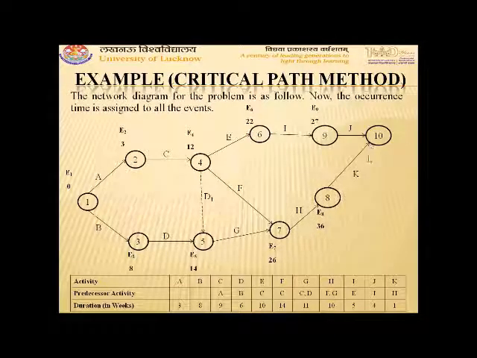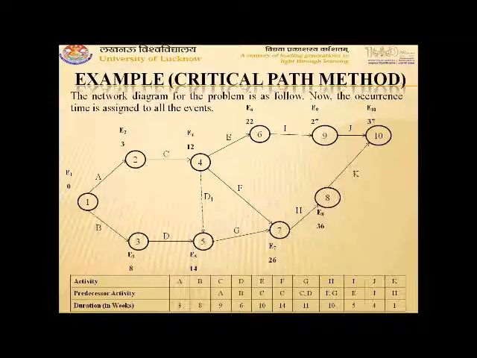At 10, again two activities are completing. So we calculate the completion time from both directions. The completion time of J will become 27 plus 4, that is 31. And the completion time of K will become 36 plus 1, that is 37. Among 31 and 37, the maximum is 37. So the earliest occurrence time for event 10, that is E10, comes out to be 37.